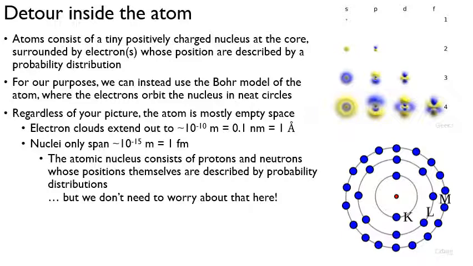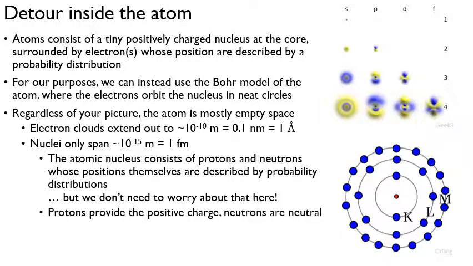Just for our purposes, we can go ahead and pretend that a proton is a little ball hanging out and a neutron's another one, and you have a bunch of these things sitting around each other, and then orbiting them in circles are electrons that are also little spheres. That's a perfectly fine picture for our purposes for this class.